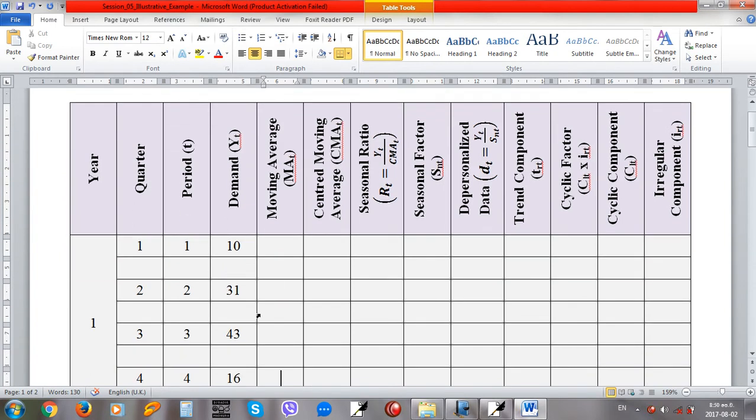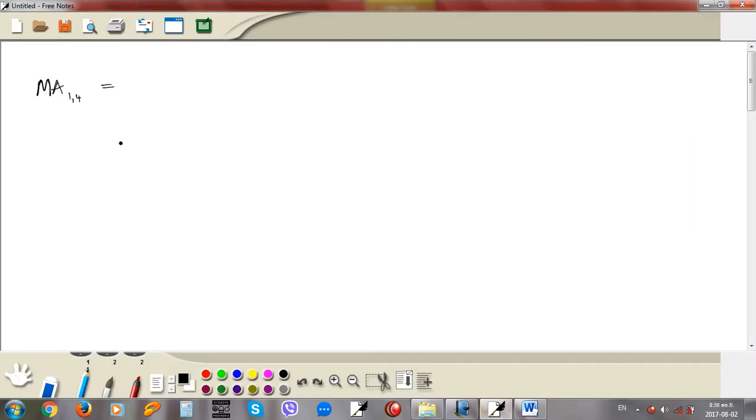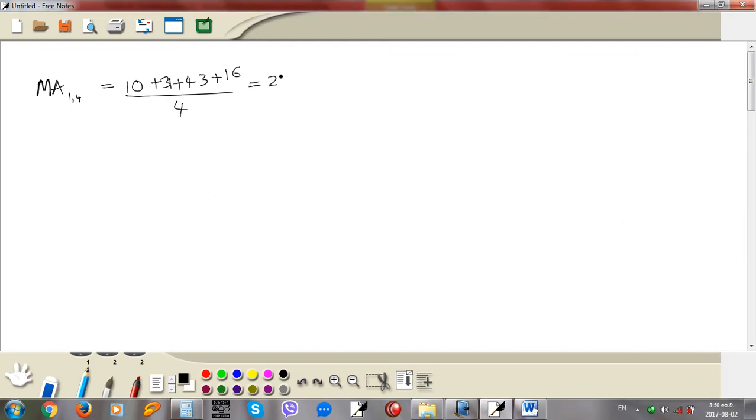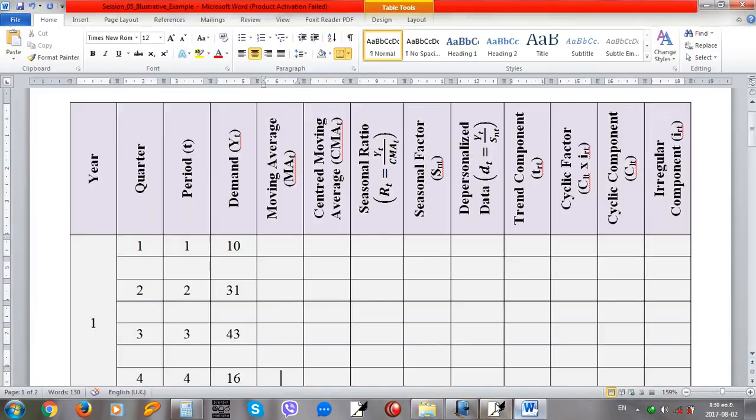10 plus 31 plus 43 plus 16 divided by 4, right? The value equals 25. So moving average 1 comes as 25.